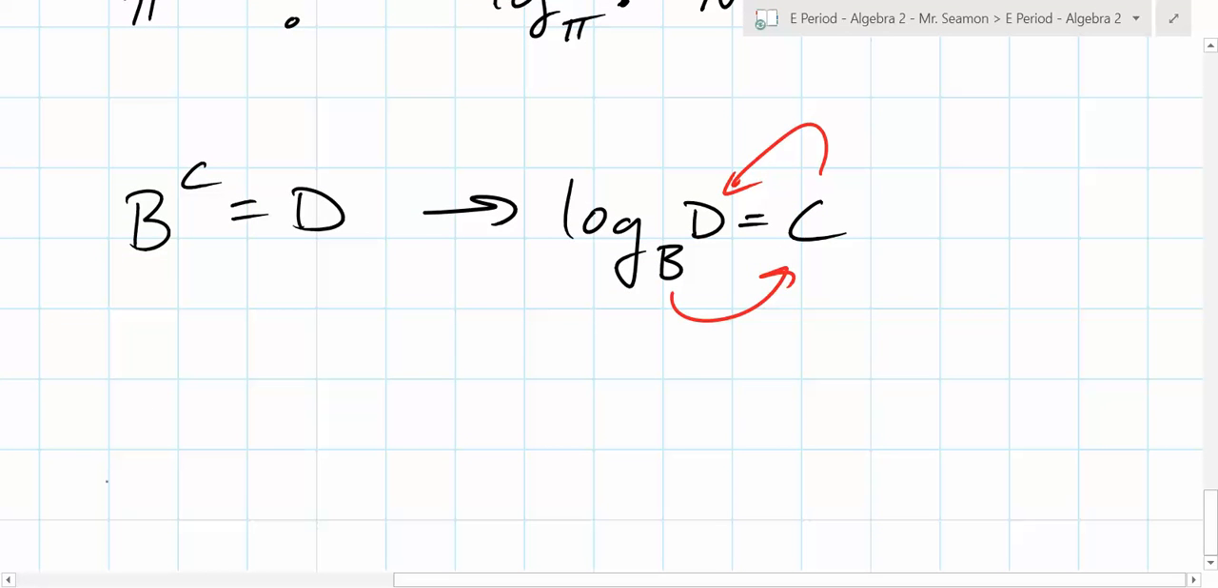So how about we do another one? N to the q is equal to z. Can someone new tell me what that log is? Someone who hasn't spoken yet? Shane, what's the log there? Log base what?